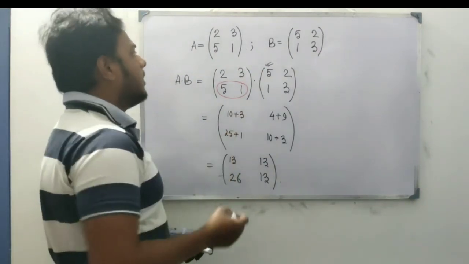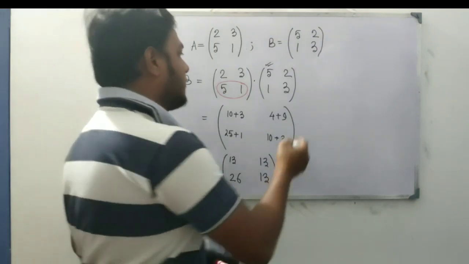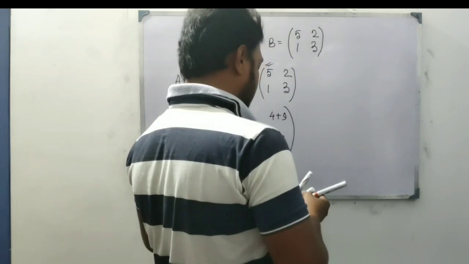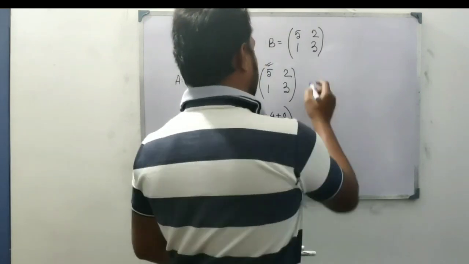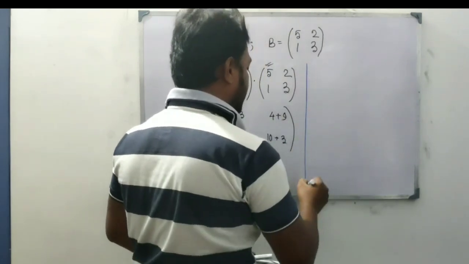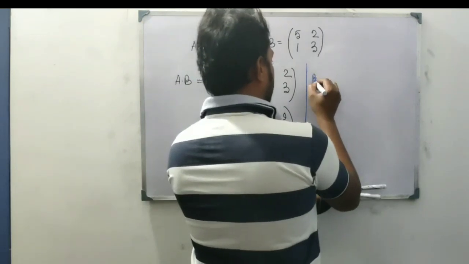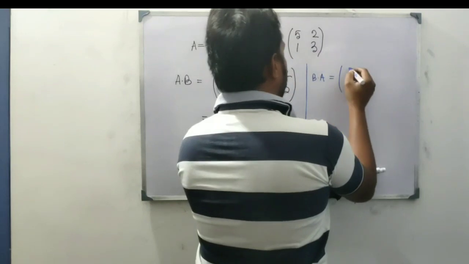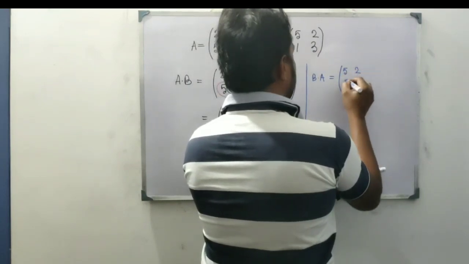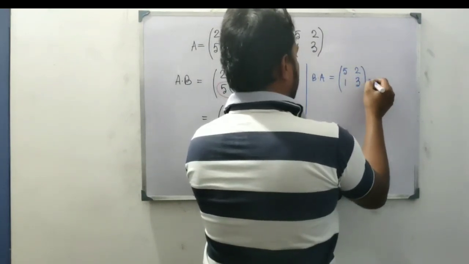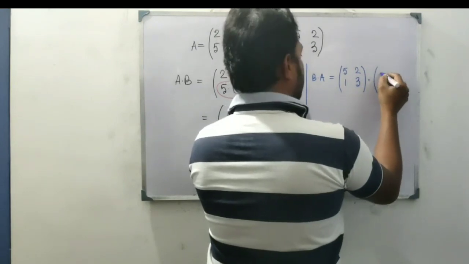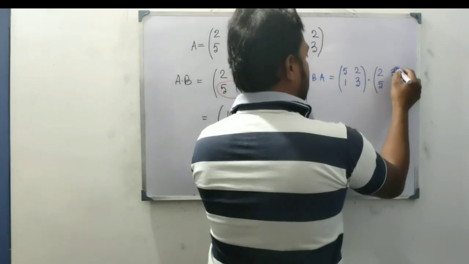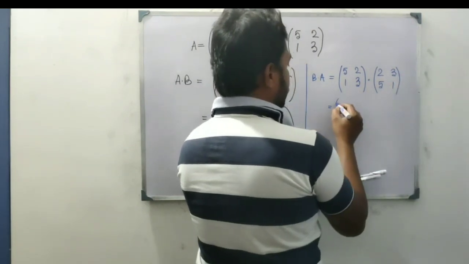Clear? Similarly, you can solve for BA. Okay, I am solving BA now. An important message you will get from here. So if we try to solve BA, then B dot A equals, we have to write B first. B means 5 2 1 3, dot A means 2 3 5 1. Okay, now multiply these two.